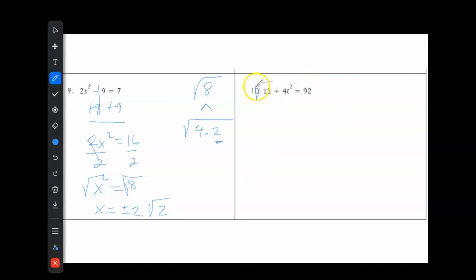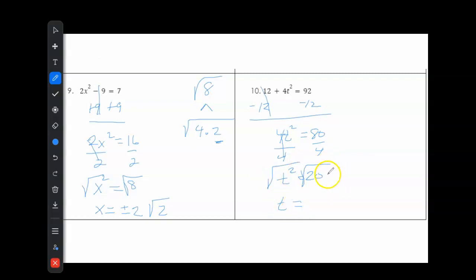All right, last one. We need to subtract 12. That's a positive 12, so we need to subtract. So we have 4t squared equals 80. Divide by 4, divide by 4. t squared equals 80 divided by 4 is 20. And then the opposite of a square is a square root.